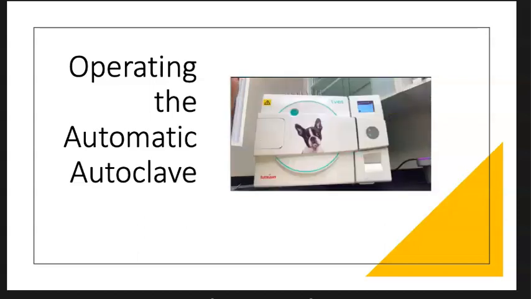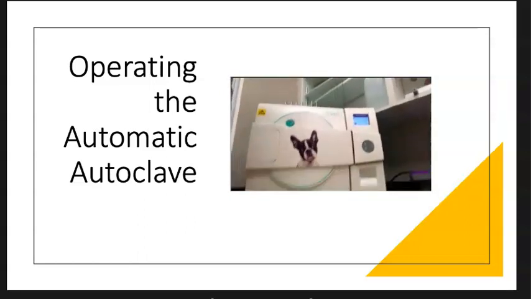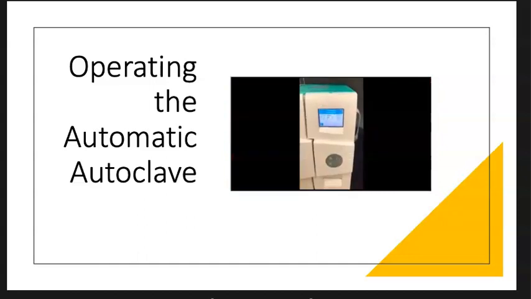So before you start, you want to make sure that your reservoir is full. The reservoir is on the top of the autoclave, just as it is in all of your other autoclaves. You're then going to look at your screen. So this screen, we're going to zoom in a little bit here. So now we're going to select our cycle.